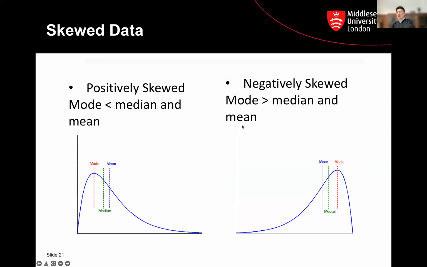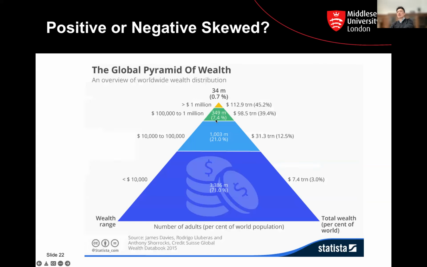So for this particular one, is it positively skewed like this or negatively skewed like this? The x-axis is the wealth. The y-axis is the percent of the population within that wealth range. So you can see the lower income has the highest, 71%. Then the middle has 21% and 7.4%, and finally 0.7%.